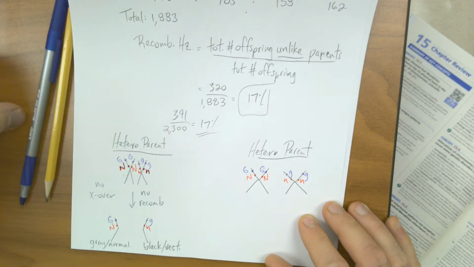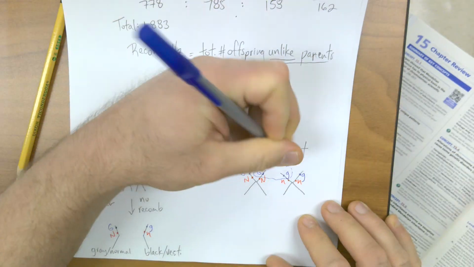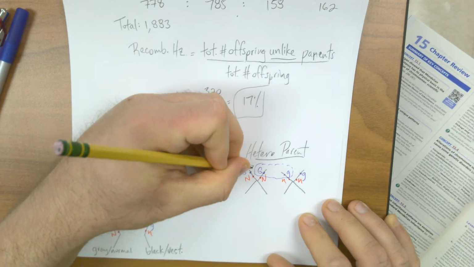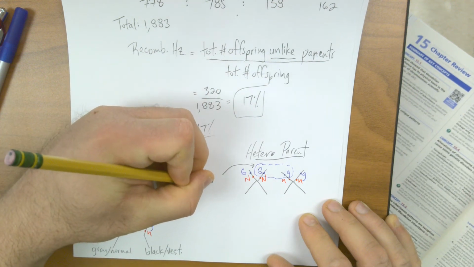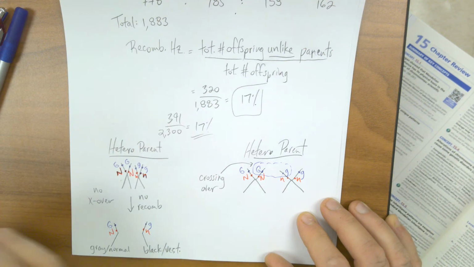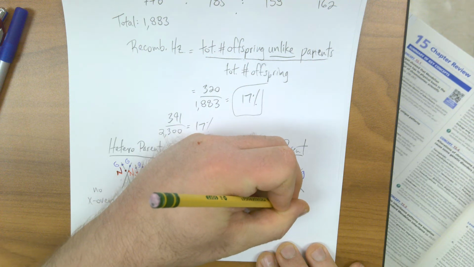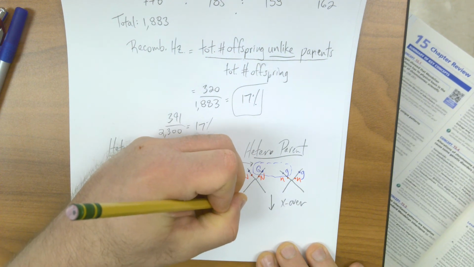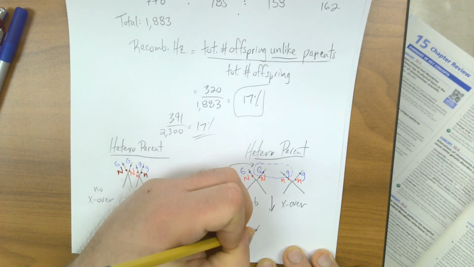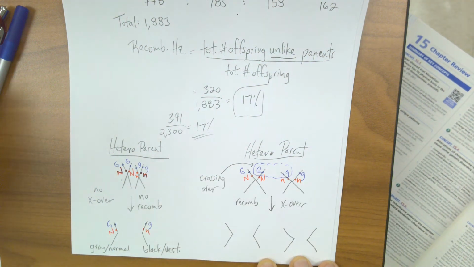And if crossing over happens, let's label this. Then, we got our crossover or recombination, again, however you want to phrase it. The gametes that result from this, we're going to have a little more variety here.